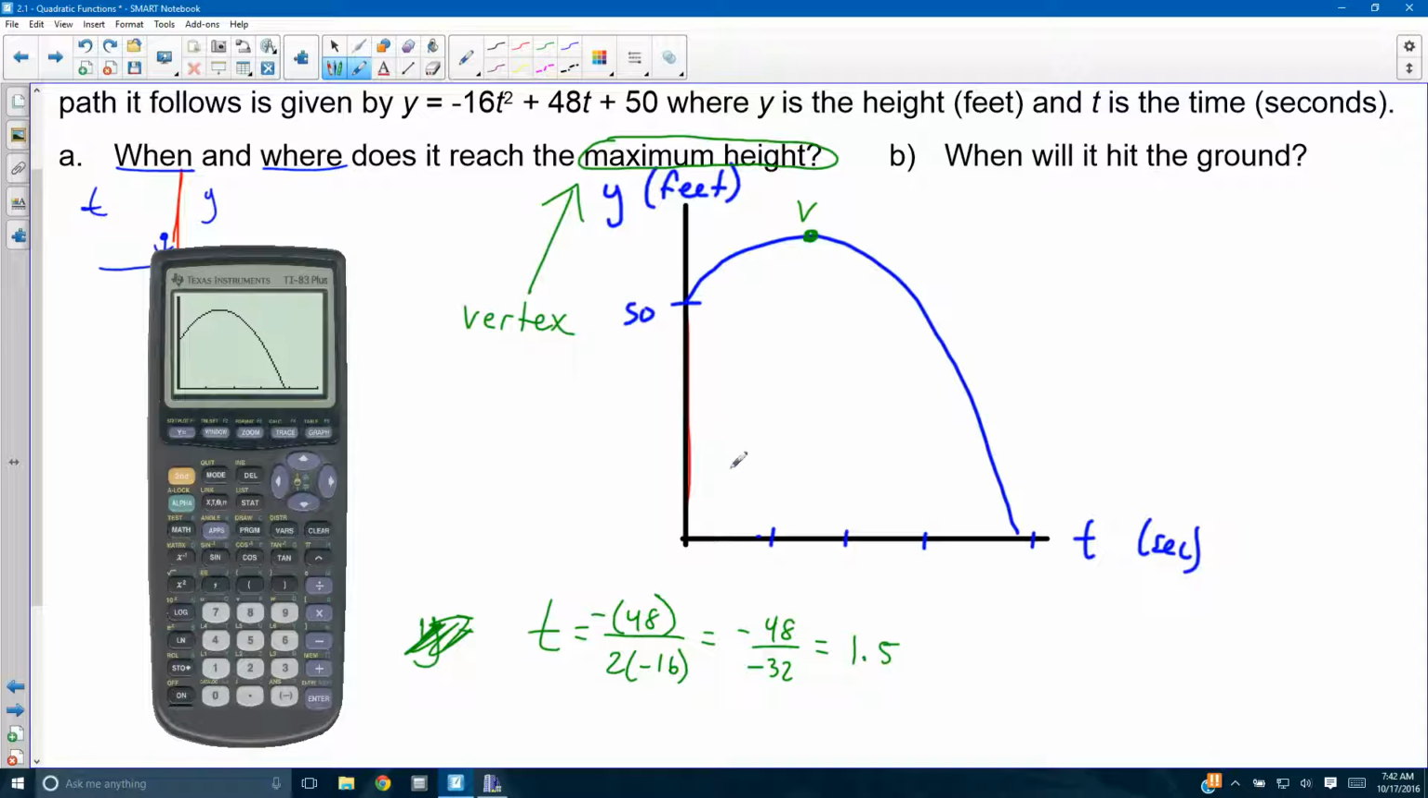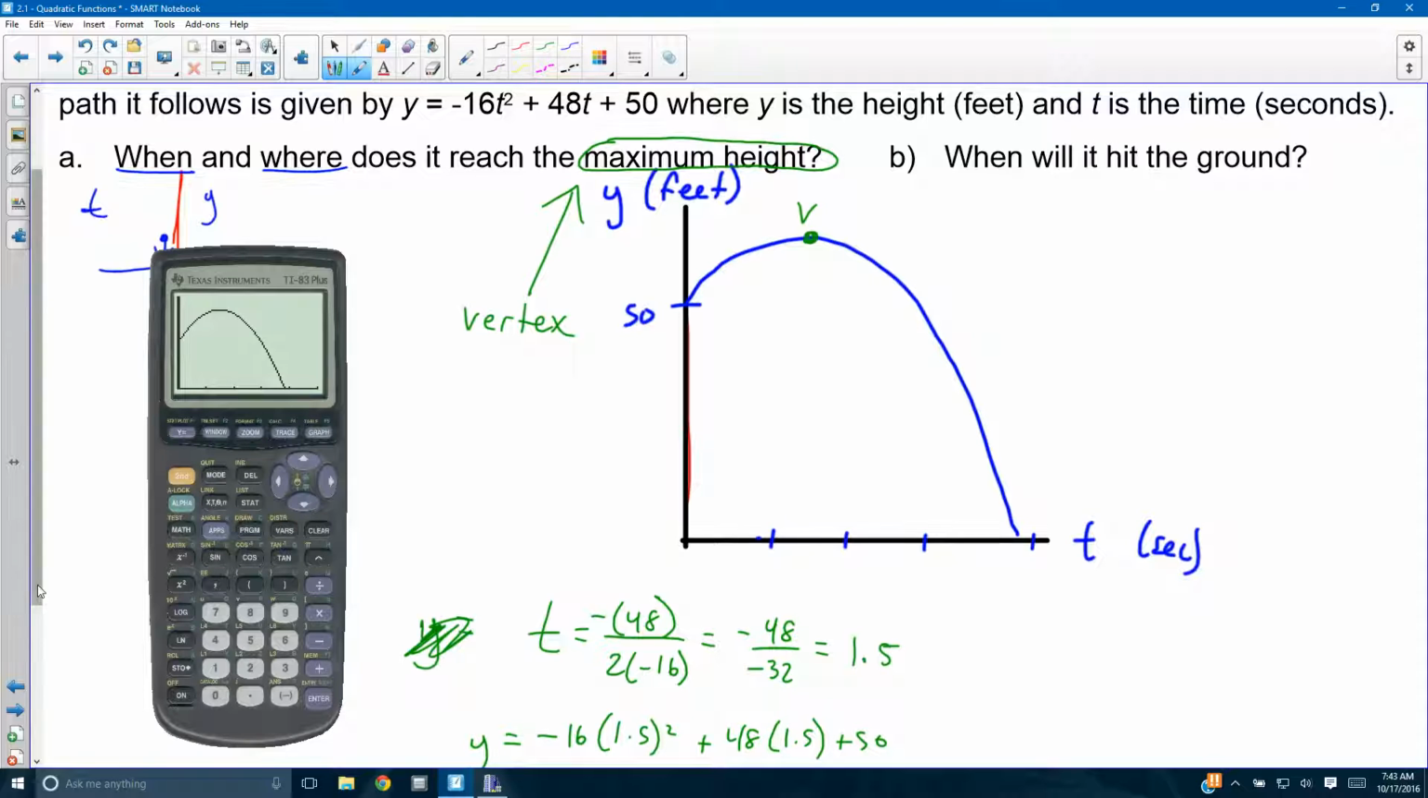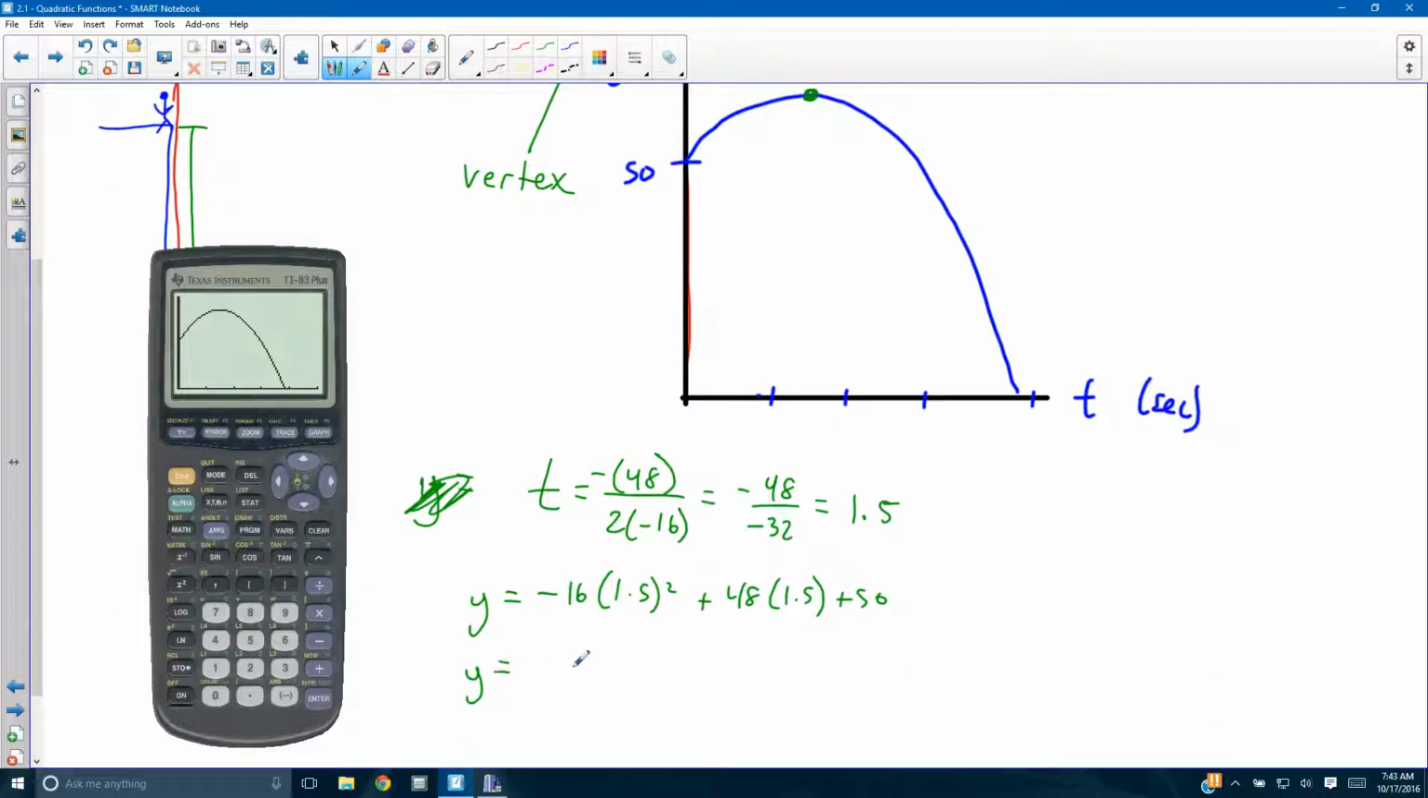Now, how do I find the y value? I substitute 1.5 in for t here. So we'll get negative 16 times 1.5 quantity squared plus 48 times 1.5 plus 50. Try and do it without the calculator. I don't know. We'll see how long I can last here. Negative 16 times 2.25 plus 48 times 1.5. Half of 48 is 24. So 72 plus 50.